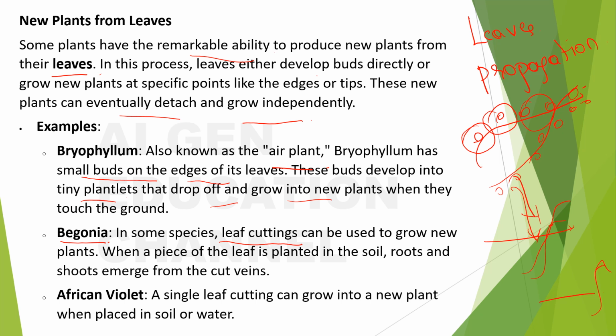African violet. A single leaf cutting can grow into a new plant when placed in soil or water. See, this is so easy, right? Just pick up a leaf and put it in the soil. Then automatically you will get a new plant. See how nice nature is, right?